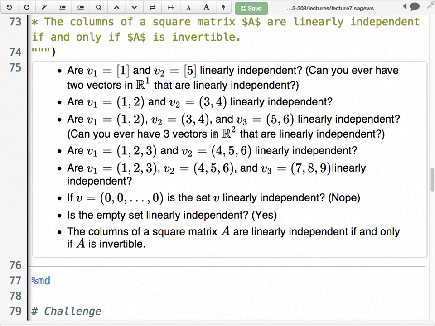Now what if I throw in a third vector? v3 equals (7, 8, 9). Are these three vectors linearly independent? It's certainly not the case that any one is a scalar multiple of the other. When you come back on Wednesday, know whether or not these are linearly independent. Figure it out somehow, possibly by using this equivalent formulation.